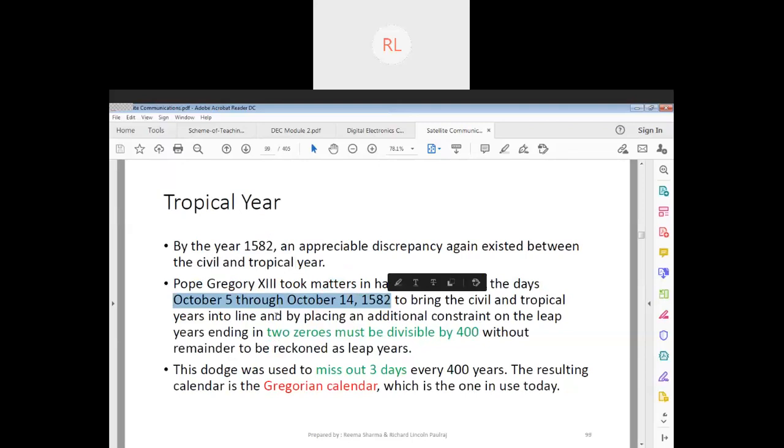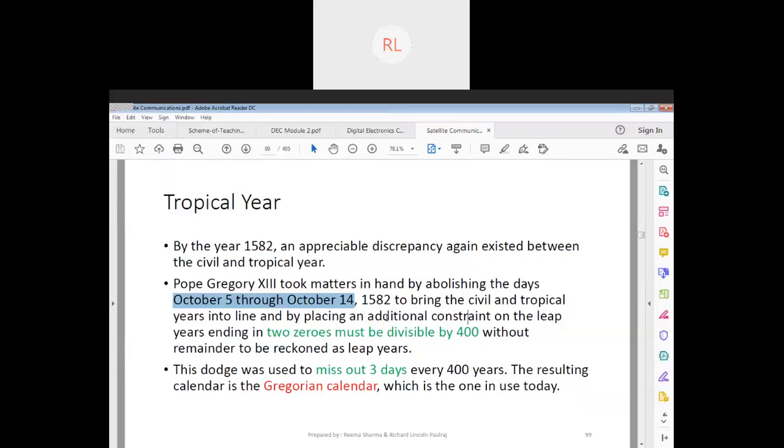In 1582, an appreciable discrepancy again existed between the civil and the tropical year. The civil year has 365.25 and the tropical year has 365.2422. That's important. So in 1582 they observed a lot of discrepancy, and the Pope took the matter in hand, because at that point of time the Pope was in charge and was controlling the world. Whatever rules were to be implemented had to be done through the Pope.